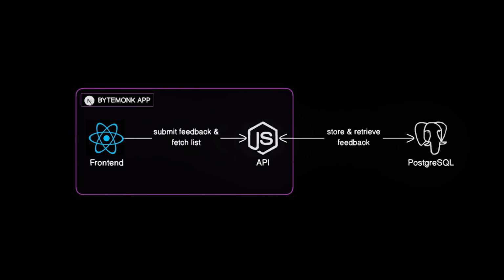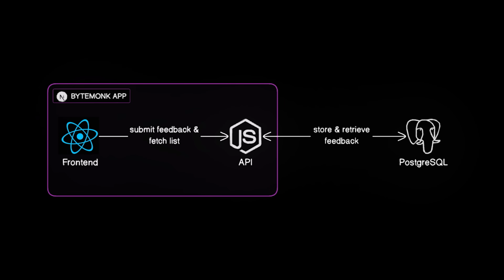And that's it. We now have a full flow. Form data goes to our API, the API talks to Postgres, and the updated list comes right back to the UI. All without setting up an extra server. Next.js has it all built in.